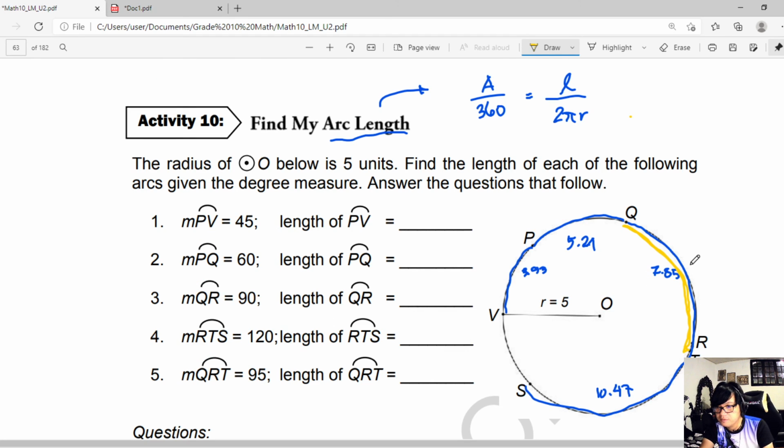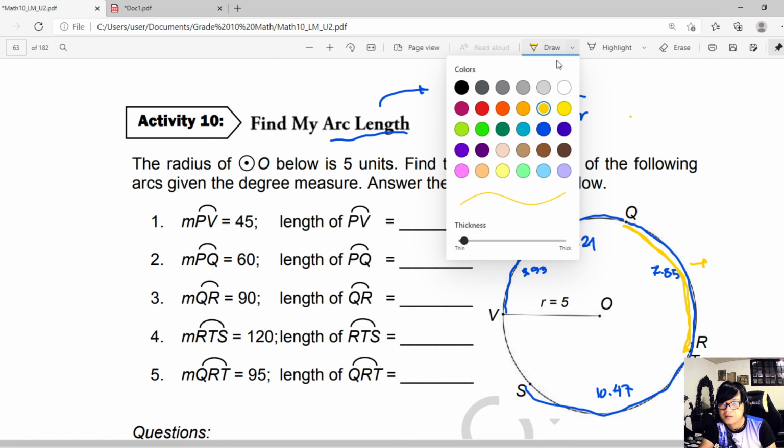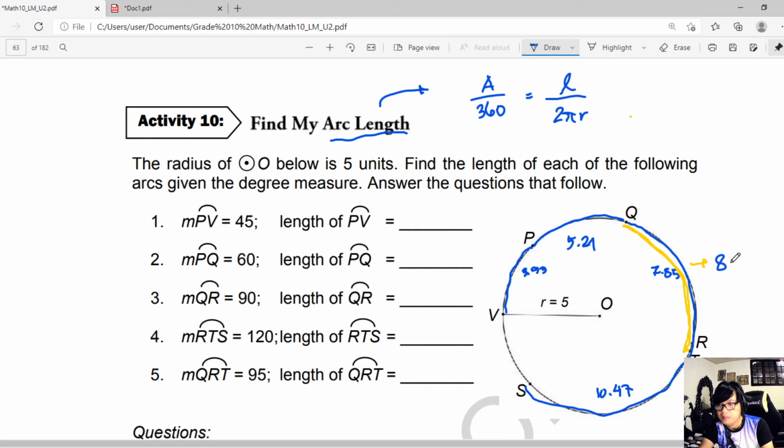So the measure of the yellow arc here is 8.29 units. As easy as that. That's how you find arc lengths. But you have to remember the proportion: A, the measure of the arc, over 360 is equal to the arc length over 2 pi r, wherein r is our radius.